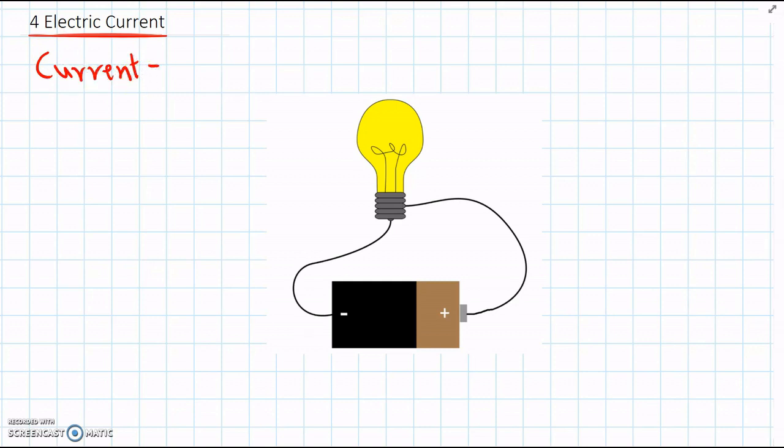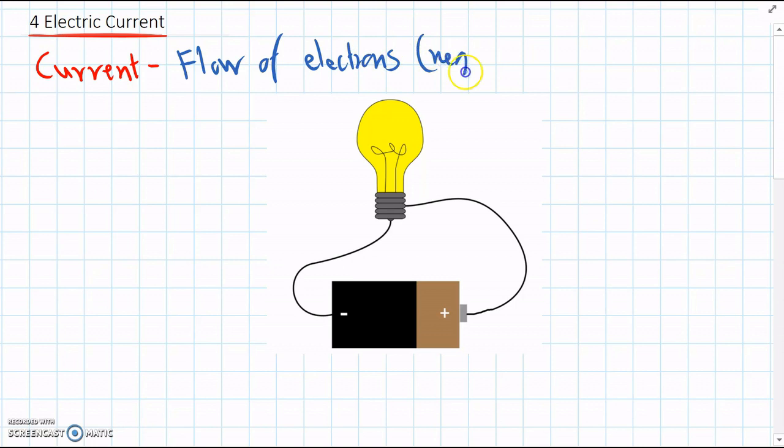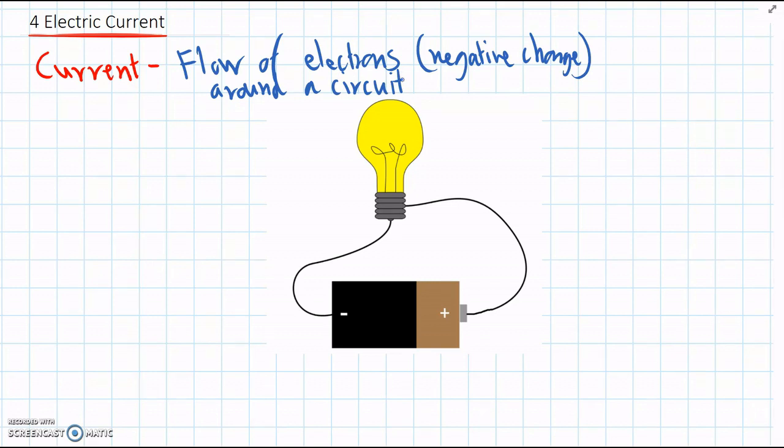So current is the flow of electrons, which remember have a negative charge, around a circuit. So we can think of it just like the current of a river. It's the thing that's actually moving around the circuit. It's electrons going around.